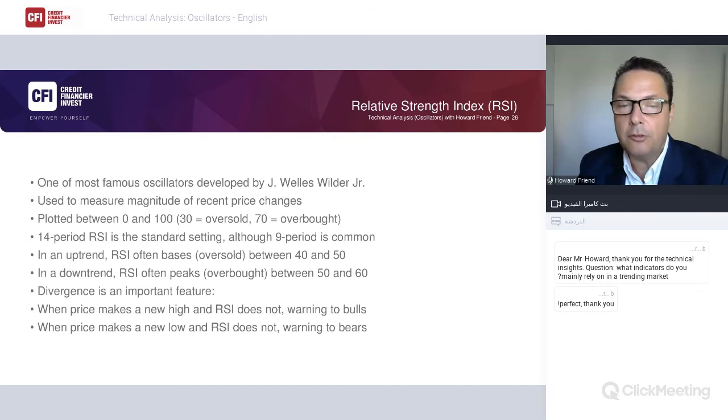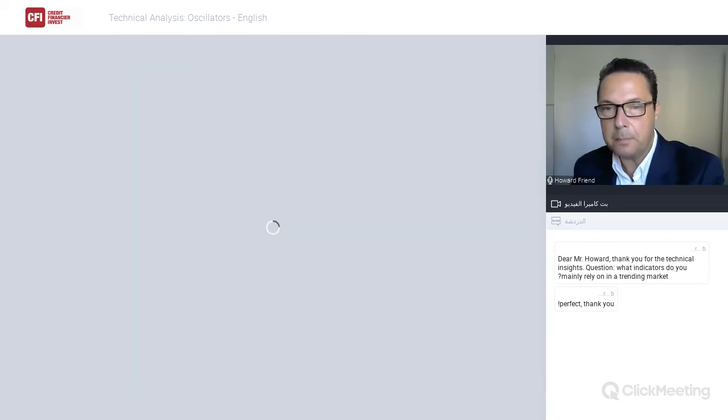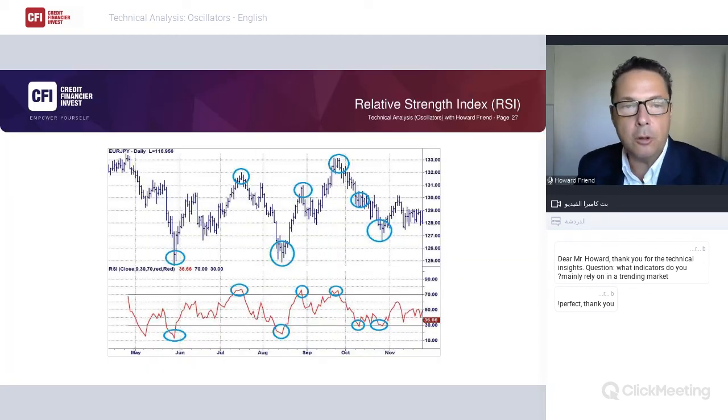Similarly, when the market makes a new low for a downtrend and the RSI does not, that's a warning to the bears that the decline may be losing momentum and could be due for a snapback. So let's see a few examples of price chart with RSI.